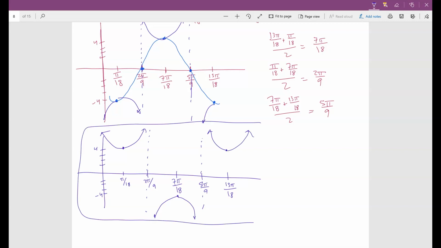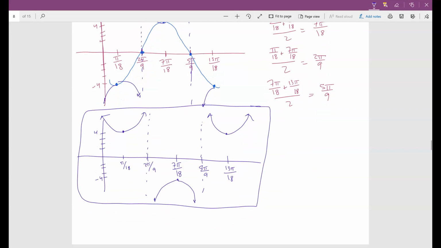Okay, not too bad, as long as you know how to graph the sine and the cosine curves. It's pretty basic. And then we just have to flip the secant and cosecant curves.